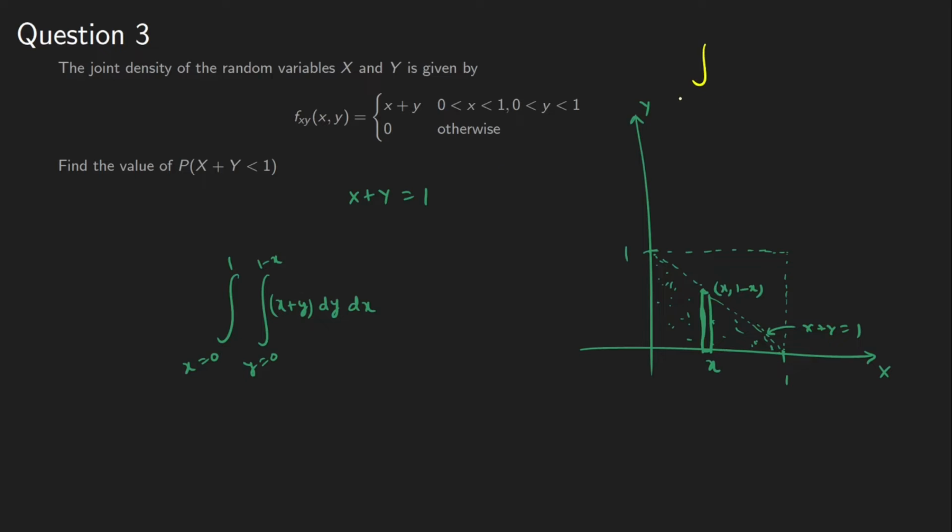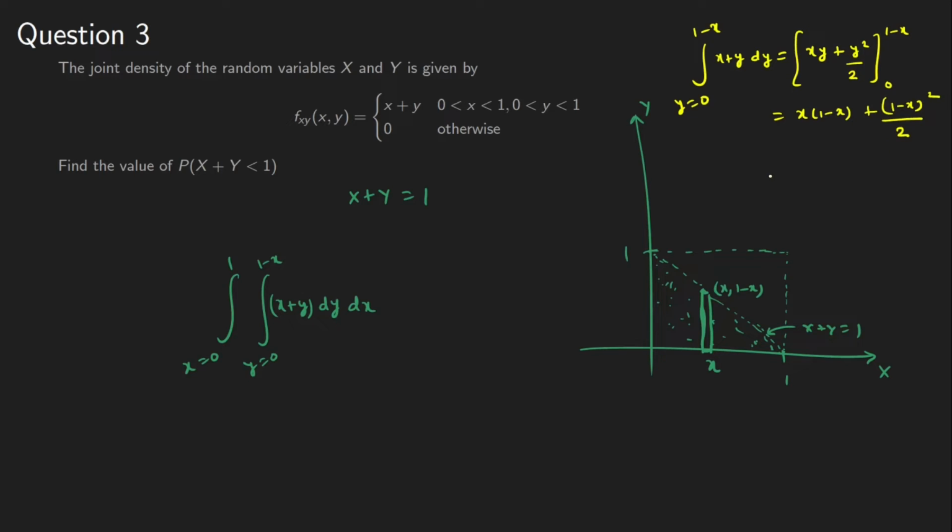So this says y goes from 0 to 1 minus x, x plus y dy. So when you integrate it with respect to y, you will get xy plus y squared by 2 integrated from 0 to 1 minus x. So we can write it as x times 1 minus x plus 1 minus x squared by 2.